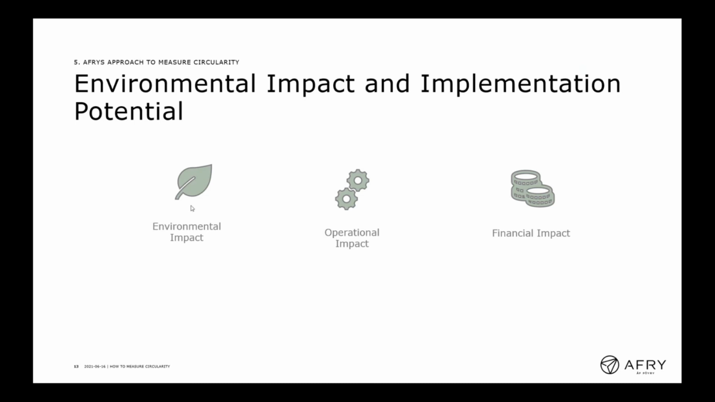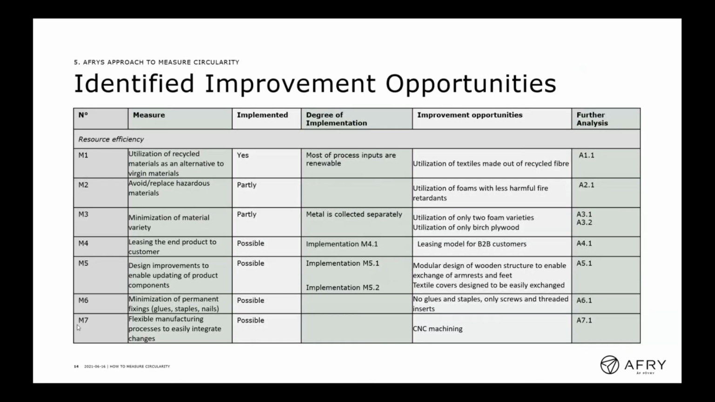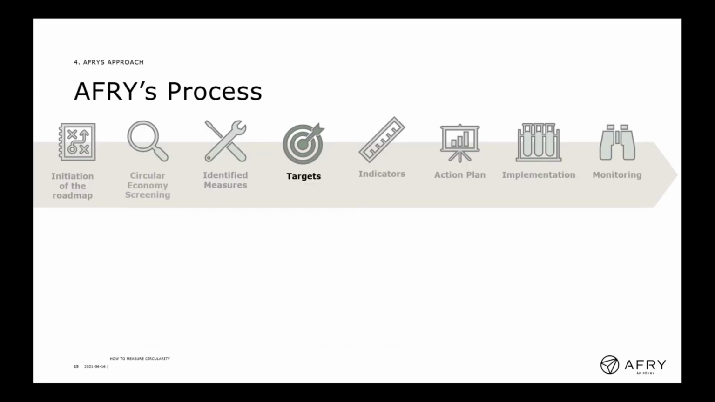So in the end, we would have a table where we see the measures that we identified as relevant. We see which company, what this measure is, whether it has been implemented, not implemented, or partly implemented, the degree of the implementation, and the improvement opportunities. Then each of the improvement opportunities that we thought are interesting will have a summary sheet with the financial impact, the environmental impact, and the operational impact. And then we go towards targets.